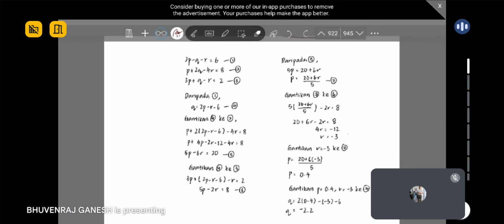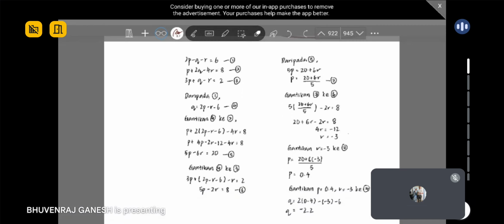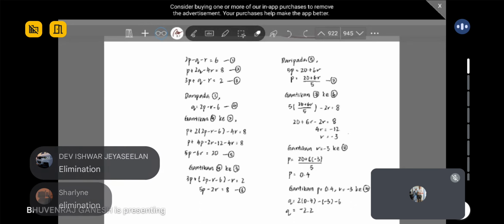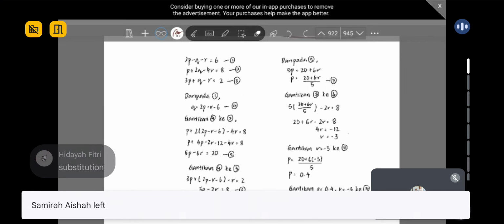So guys, do you all like to do elimination or substitution? May I know, which one is your preference? Apa yang kamu suka? Kaedah penggantian atau penghapusan? The rest? What do you guys like to do in the exam? So the majority like elimination. I think still the majority is penghapusan.